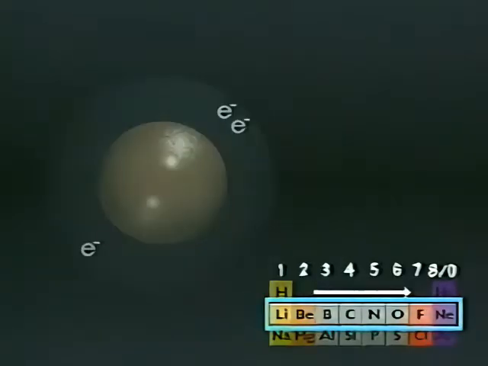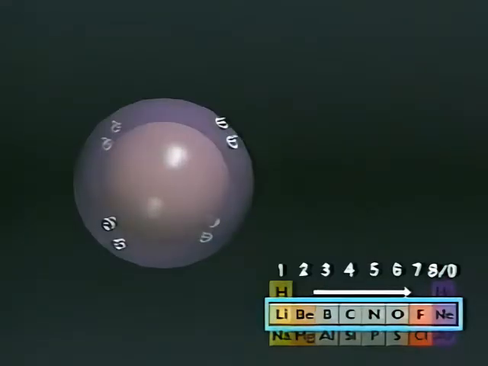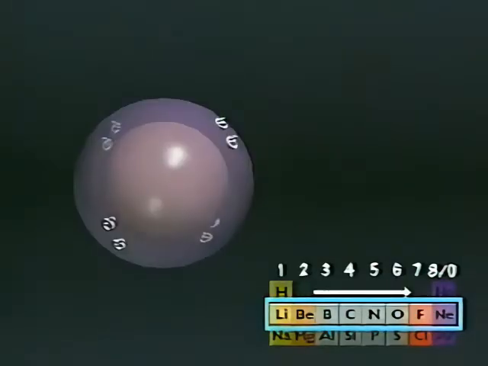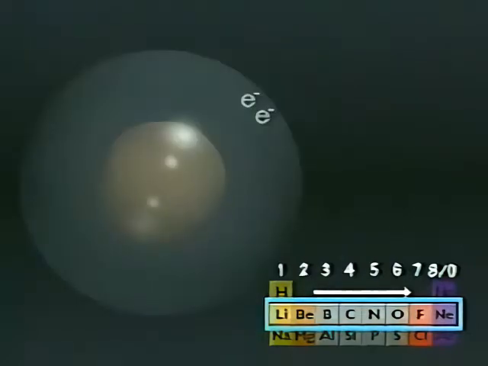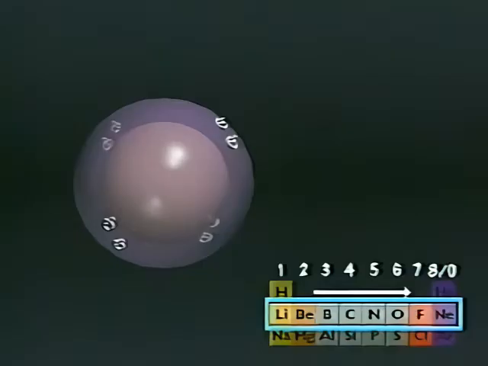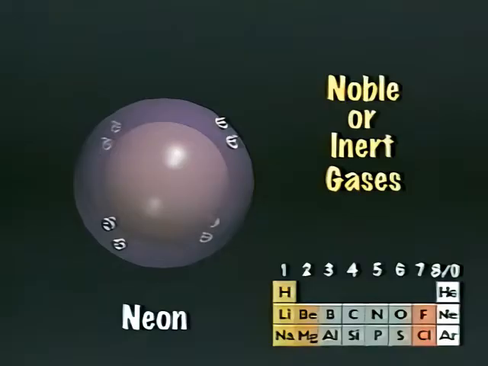So as you can see, from lithium to neon, an increased positive charge in the nucleus pulls the electrons in closer and closer. Neon is a little bigger. The elements on the right side of the periodic table are all noble gases, commonly known as inert gases. All have full outer shells.